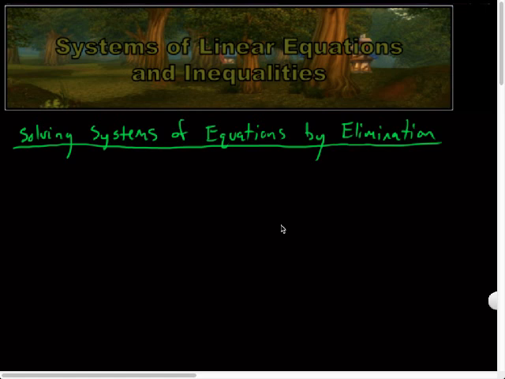You might recall yesterday we were talking about substitution, and substitution was very strong when one of our variables had a positive or negative 1 for the coefficient. Elimination deals with the situations when that's not the case rather effectively. All right, so elimination can be a little bit better than that.